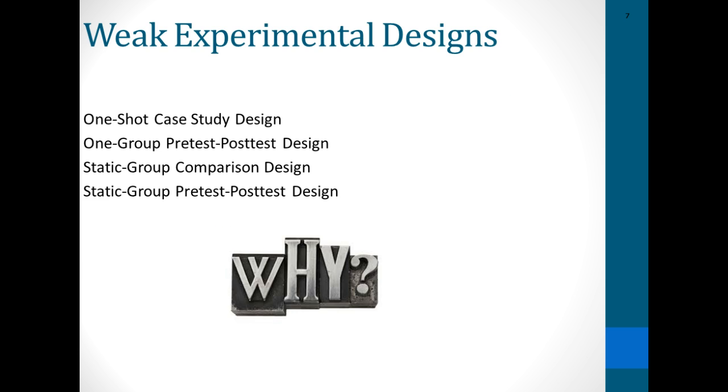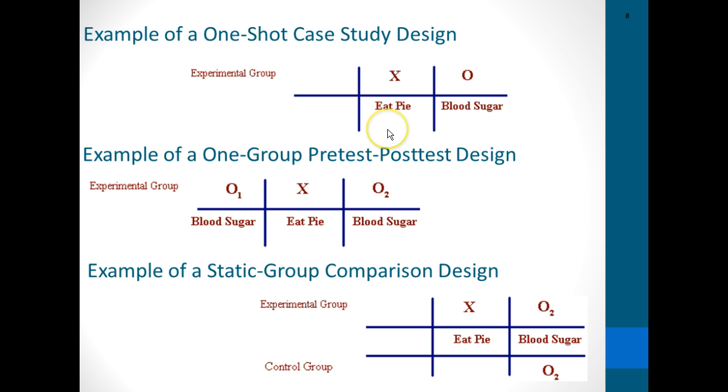When you have that one-shot case study, which is shown to you up here, you take a single group and you expose it to a treatment or an event, and then you assess the effects. So in this case, you take your group, they eat pie, you test their blood sugar, right? In this one group pretest post-test design, you're taking that single group again, and you're measuring or observing what happens both before and after exposure to that treatment. So you measure their blood sugar, you let them eat the pie, and then you measure the blood sugar again.